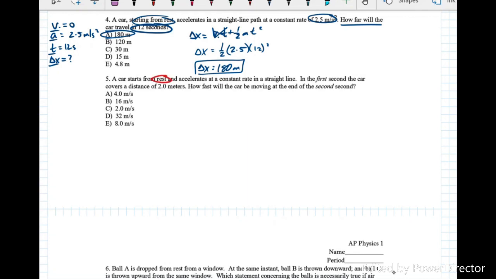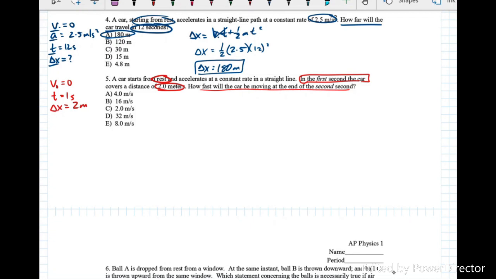Number 5, another question. Car starts from rest, so the initial velocity is 0. Accelerates at a constant rate in a straight line. In the first second, so when time is 1 second, my displacement, I've gone 2 meters. Then it's asking about the second second. How fast will the car be moving at the end of the second second?